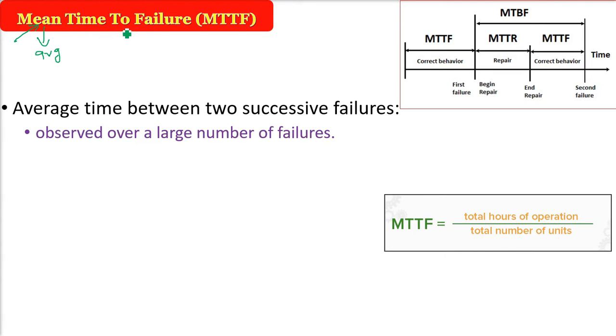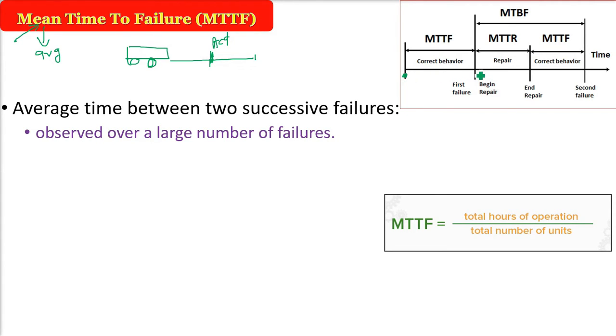How much time does it take for a system or a software product to fail? That is, the car is going fine. How much time will it take until the tire gets punctured or your engine stops working? So this is the time for a particular product to fail. We will not do it just once. We'll find out these times a number of times, then take an average, and that is the MTTF. So it is the average time between 2 successive failures, observed over a large number of failures, not one.